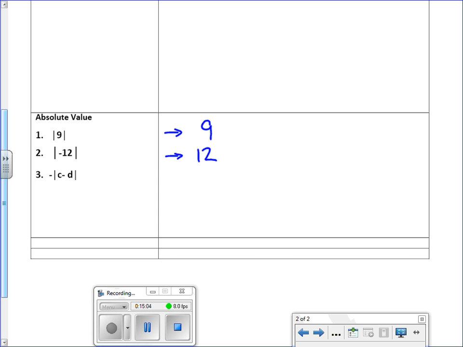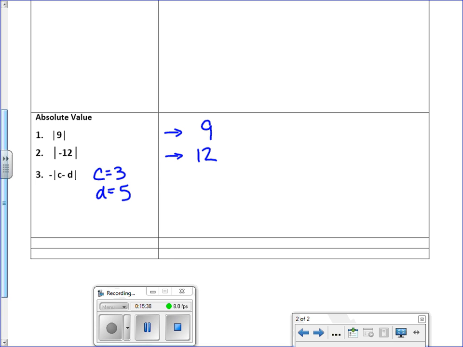Then I have the absolute value of C minus D. Absolute value bars. You have to do the math inside of the absolute value bars. Absolute value bars are like grouping symbols. So really there's nothing we can do here because we don't know what C and D are. What if we did though? What if we said C equals 3 and D equals 5? Then we can go ahead and solve this and figure out the absolute value.